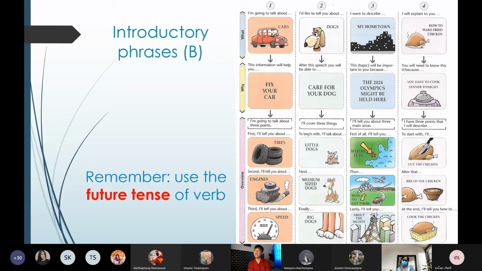Then for the overview, you're telling about what the main points in your presentation are. So you do first, second, and later on I'm going to show you more transition signals, like first, I'll tell you about, second, I'll tell you about, third, I'll tell you about. It's much easier for you to speak if you have this kind of format. Now let's move on to the next slide, please.